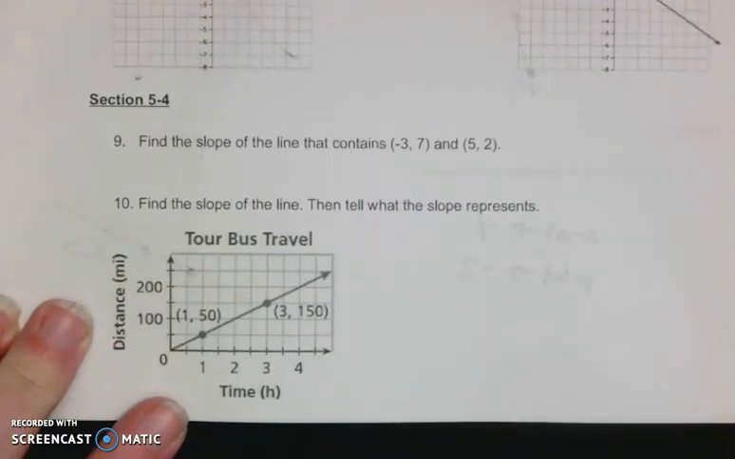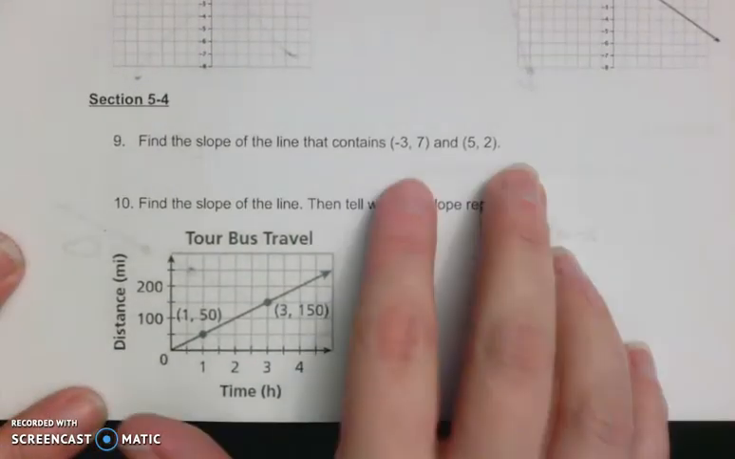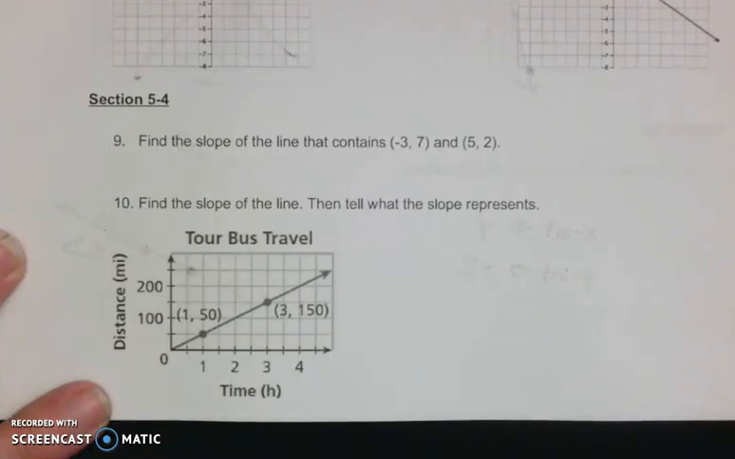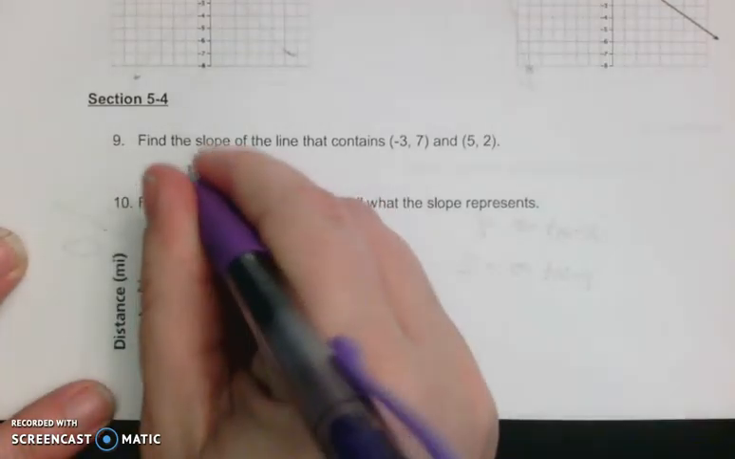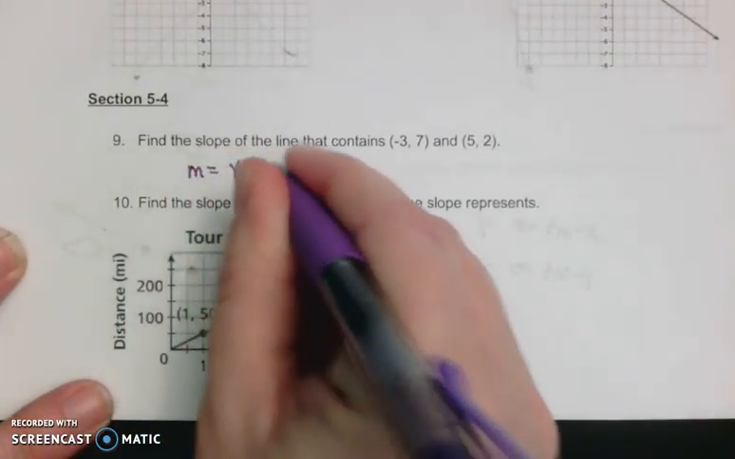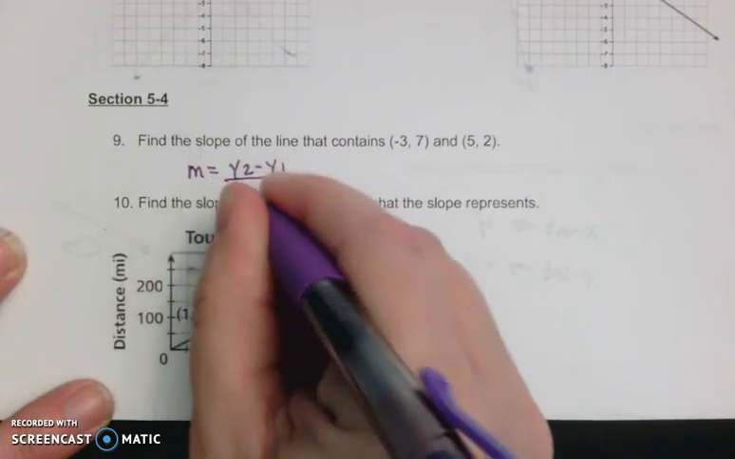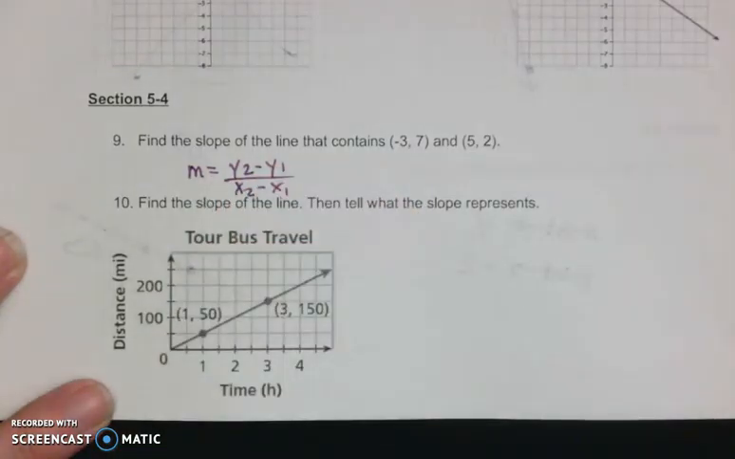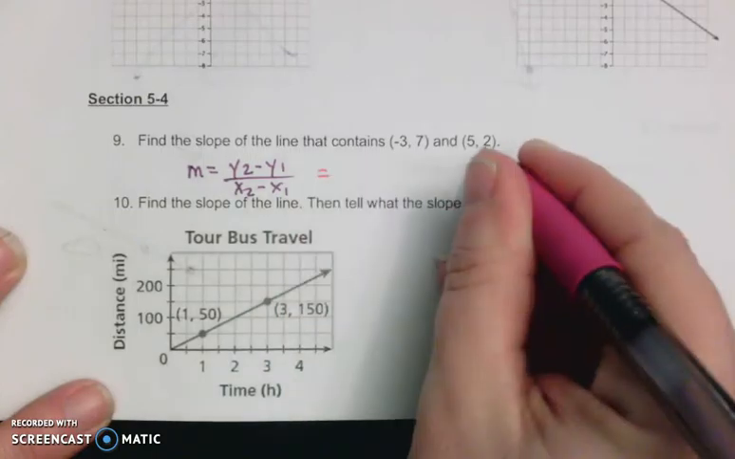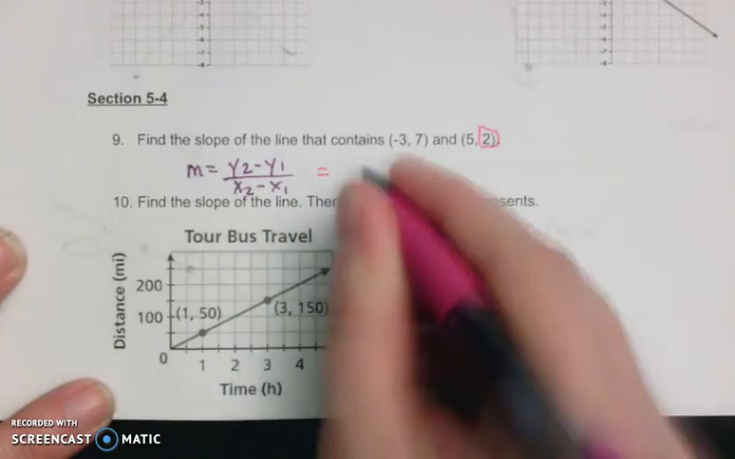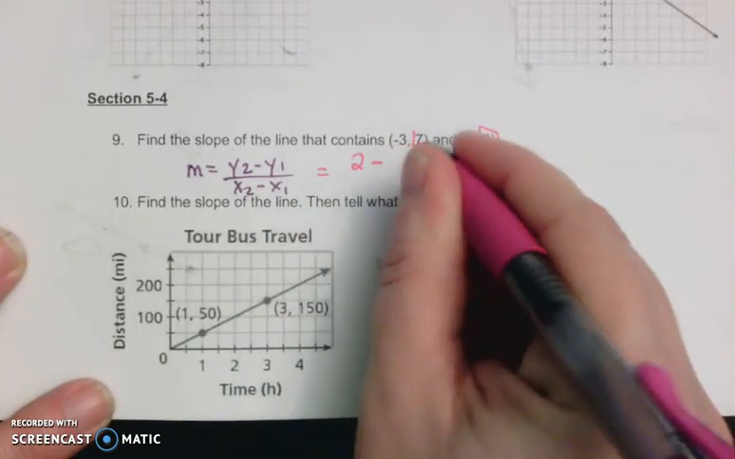Now section 5.4 is finding the slope between 2 points. So that's this formula, which I will write on the board for you, so you don't have to have it memorized. So you find the difference between the y values over the difference between the x values. So here's your second y value, 2, minus the first y value, 7.